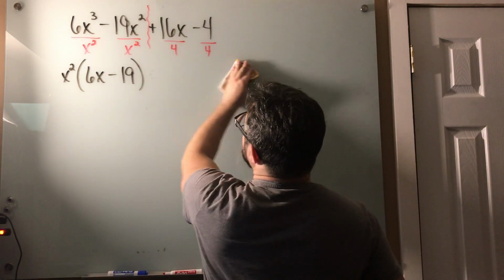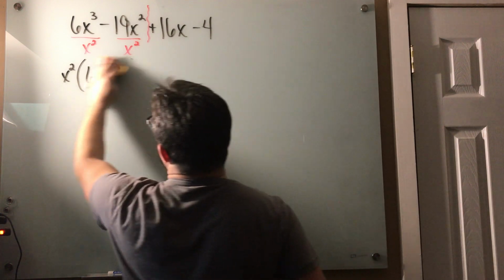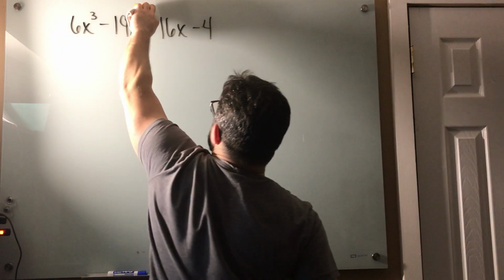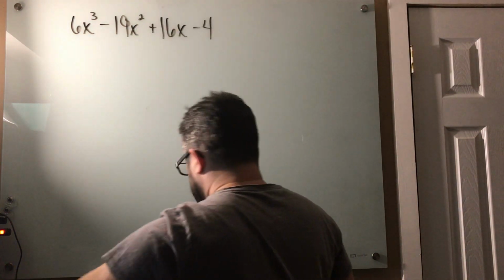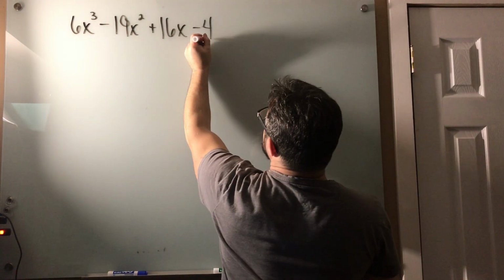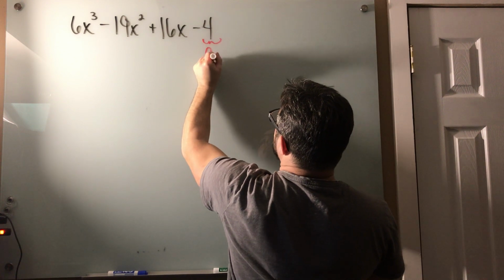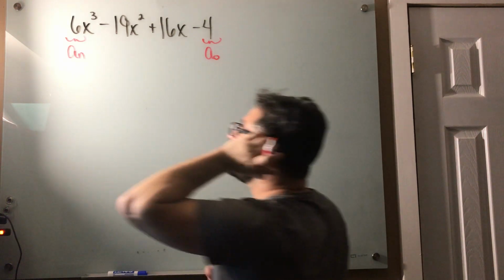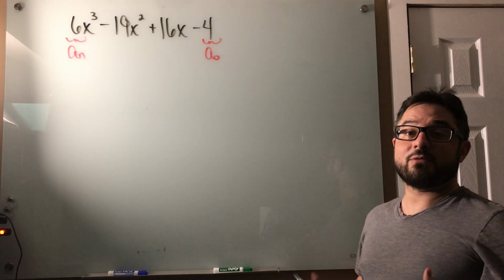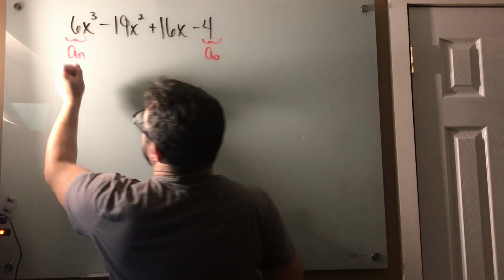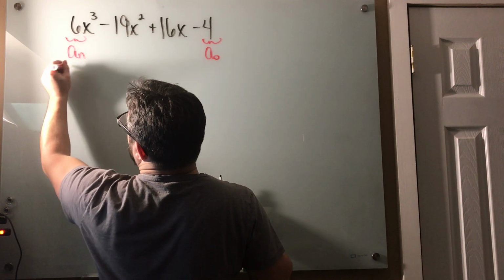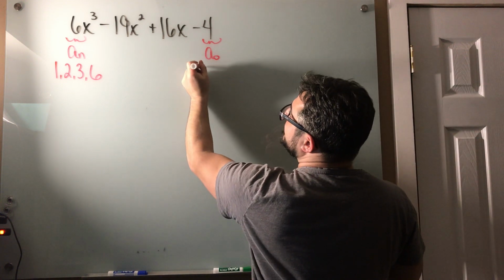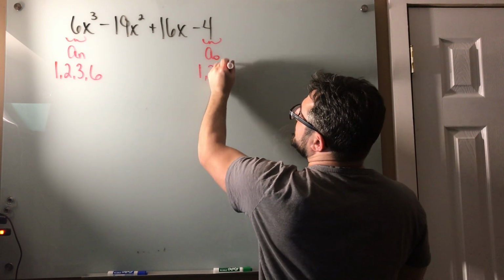Well, perhaps we can find something that it divides by perfectly. So let's take a look at this rational zero test. First of all, this here is our a sub 0, and this here is our a sub n. So it might help to start by listing out the factors of them. The factors of 6 are 1, 2, 3, and 6. And the factors of 4 are 1, 2, and 4.